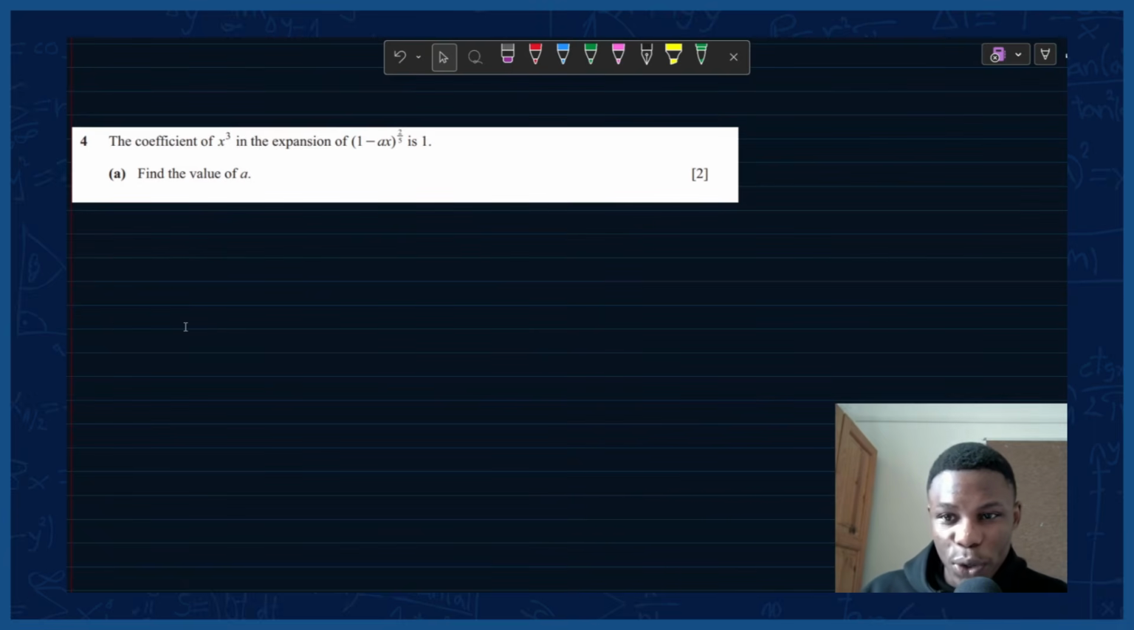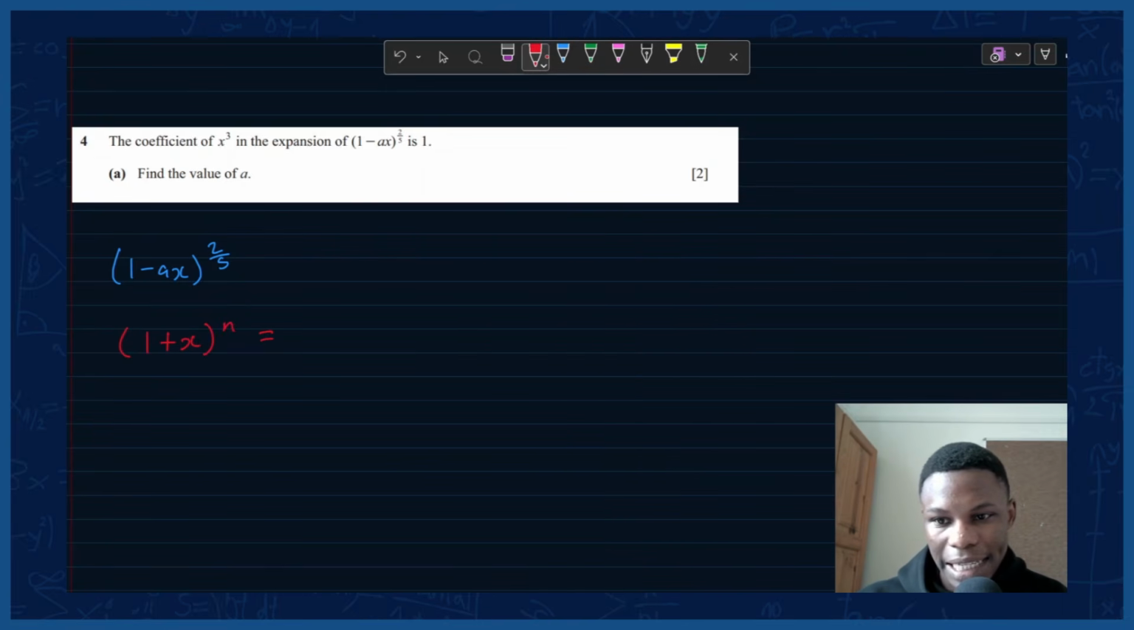Question number 4. The coefficient of x cubed in the expansion of 1 minus ax to the power of 2 over 5 is 1. Part A, find the value of a. Okay. So we need to find the coefficient of x cubed. Right, we've got 1 minus ax to the 2 over 5. So this is binomial expansion. We need our binomial expansion formula, which is in the MF19.